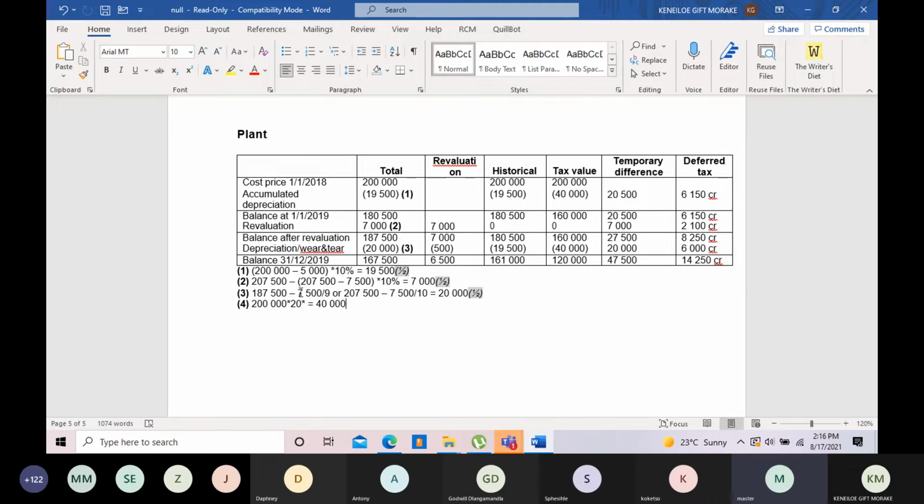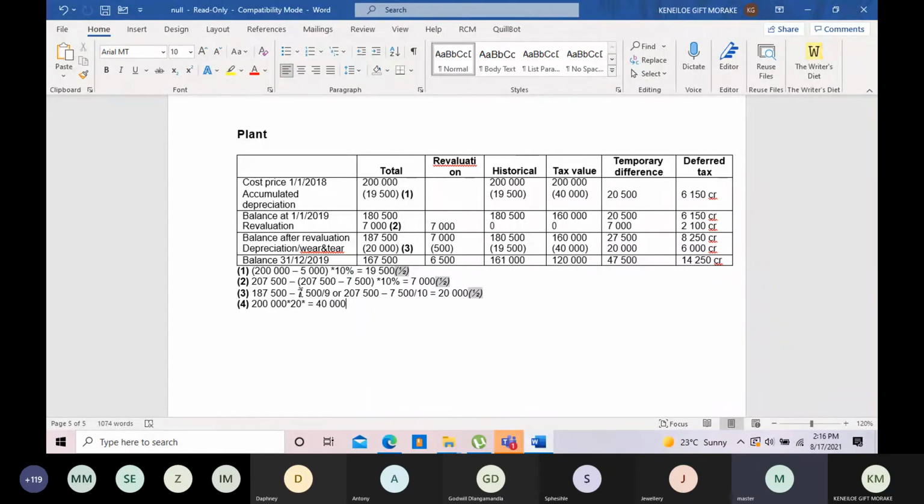You get 200,000. I hope you are listening. You take the gross replacement value, 207,500, minus the residual value. Do that separately. Forget about what is written in the memo. The gross replacement value of 207,500 minus the residual value of 7,500, you're going to be left with 200,000.